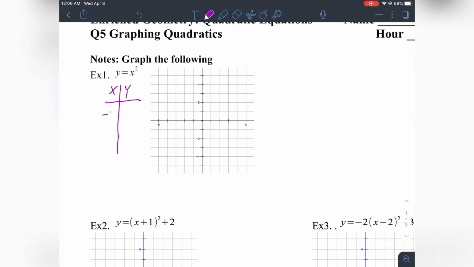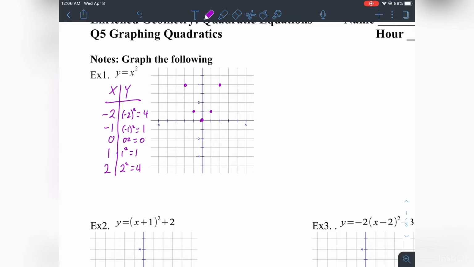if you pick something for x and see what you get for y. Okay, -2 squared means -2 times -2, which is 4. -1 squared is -1 times -1, which is 1. 0 squared is 0. 1 squared is 1. And 2 squared is 4. So -2, 4. -1, 1. 0, 0, 1, 1, and 2, 4.